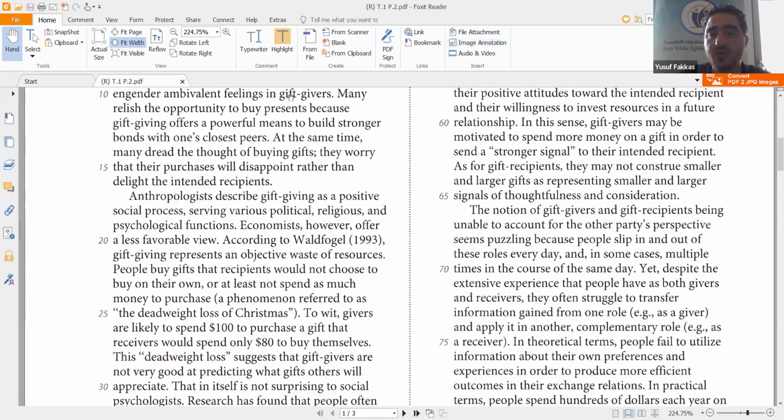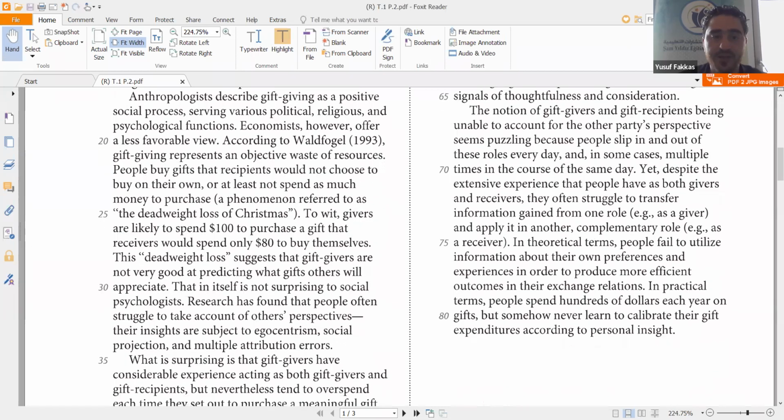So we read that part before, if you remember. We said many relish the opportunity to buy presents because giving offers a powerful means to build stronger bonds with one's closest peers. But at the same time, many dread the thought of buying gifts. They worry that their purchases will disappoint rather than delight the intended recipients.